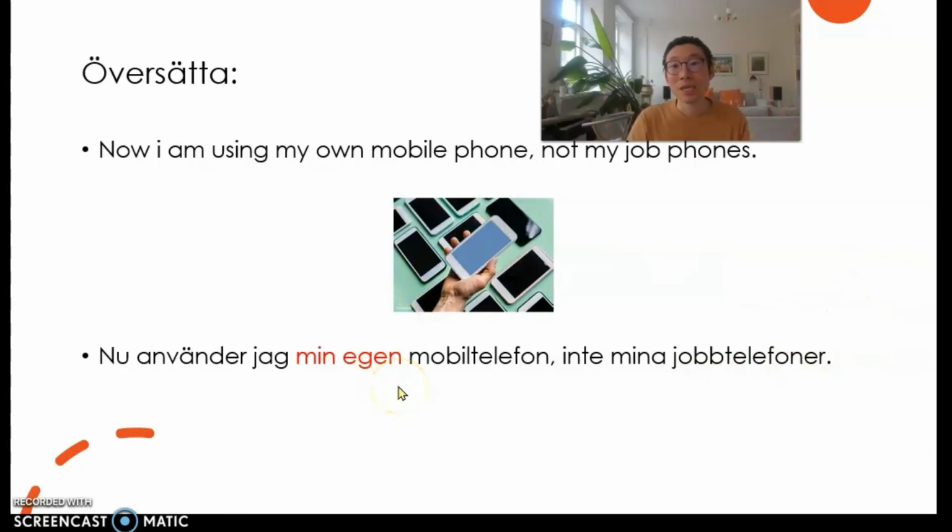Here we would use min egen because it is actually to emphasize. Do you remember? Sitt, sina doesn't exist in English. And therefore, here it is to emphasize. And by emphasizing in Swedish, it is min egen.